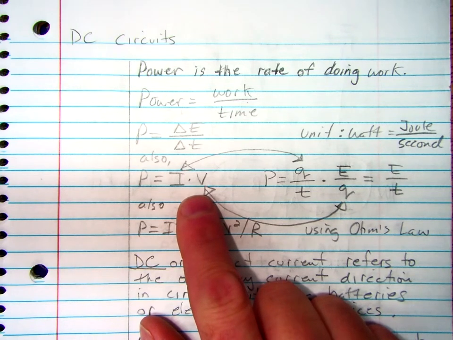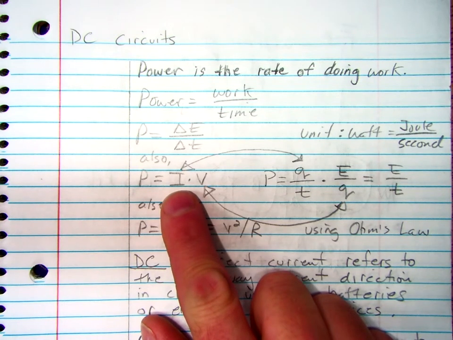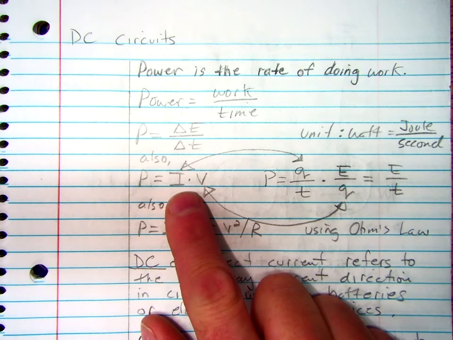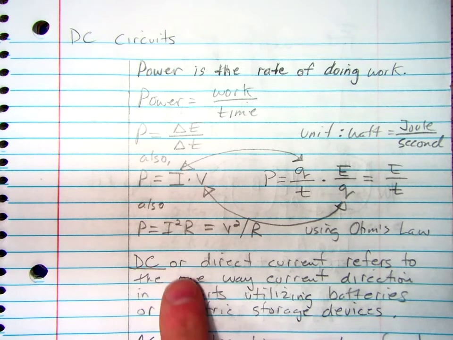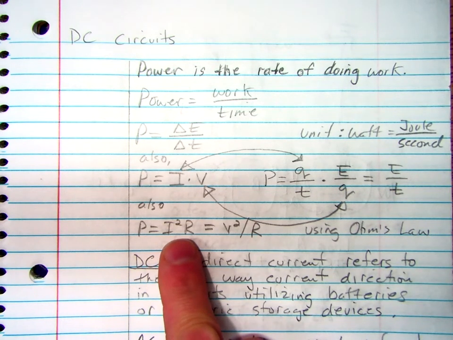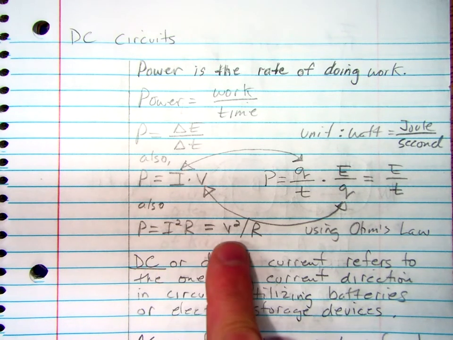If you apply Ohm's law to this, you can solve for power if you know one of these variables and the resistance, because Ohm's law relates the current and the voltage with the resistance. And you get two more forms of the equation, I squared R and V squared divided by R.